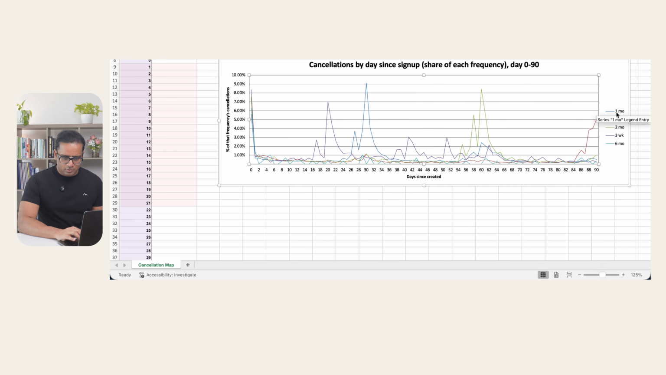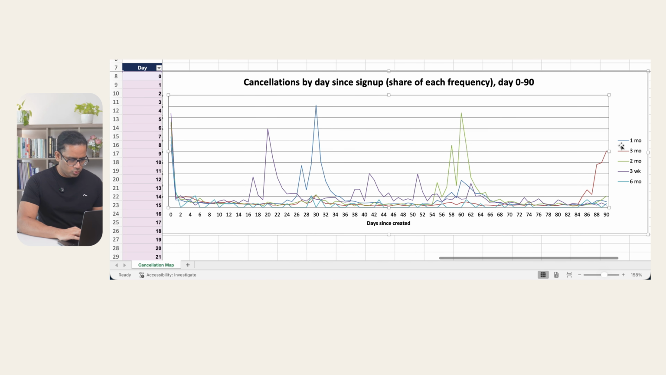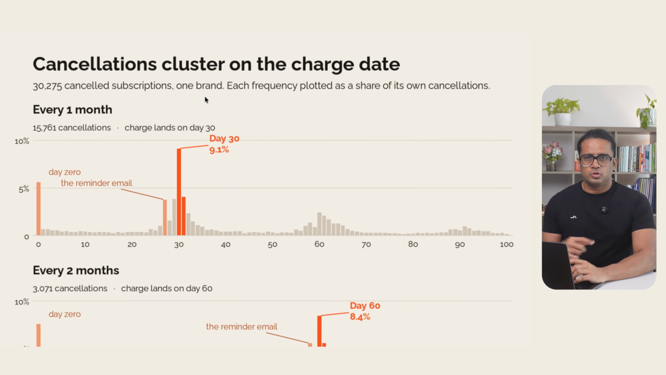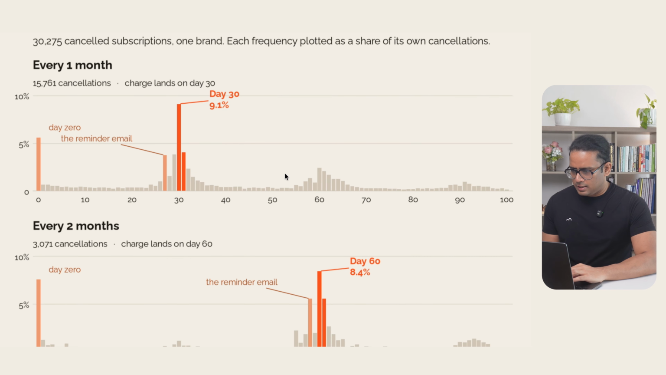So you can have a look at the 1 month. This is blue, and the blue is spiking around here. The 2 months is green, spiking around 60 days, and 3 months is spiking around here. This is also another way to look at the chart, where you look at the cancellation cluster. It's the same every month, these many cancellations, and day 0 over here, and then it increases.